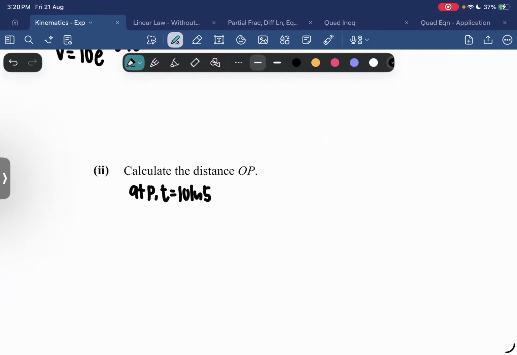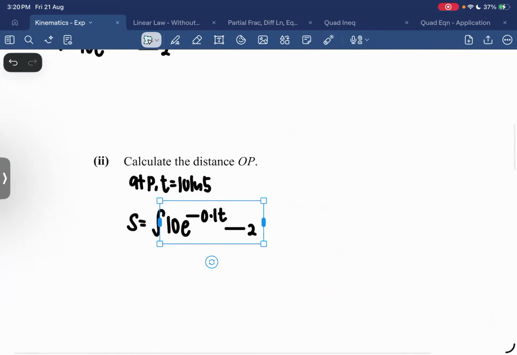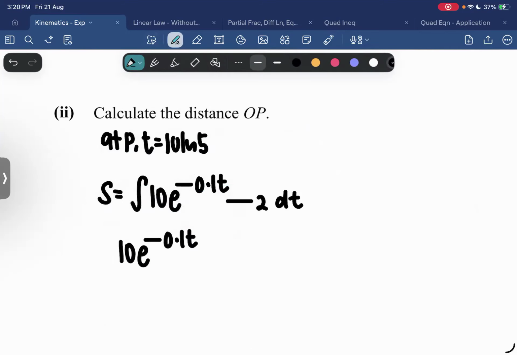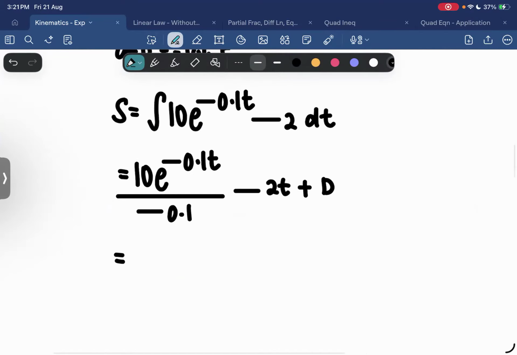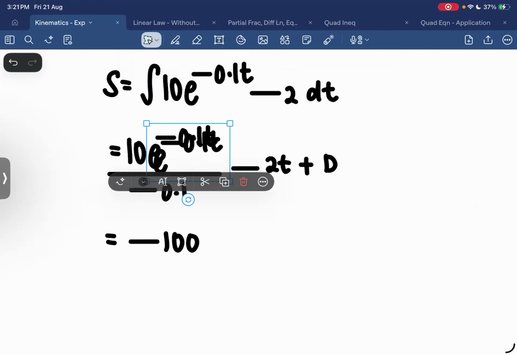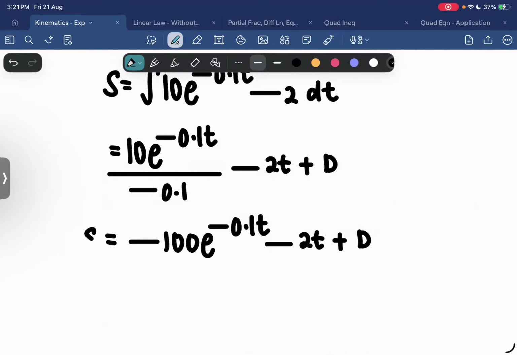To find my distance means I need to find s. So to find s, I have to integrate my velocity. Same concept here: integrate, we just copy and then divide by negative 0.1. This one here will be 2t. What is 10 divided by negative 0.1? Oh my God, it's negative 100. Then minus this. Okay, so this is s.